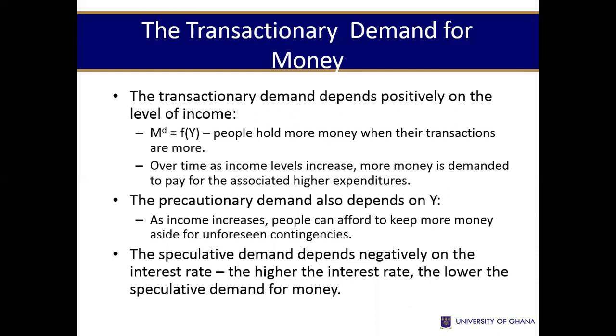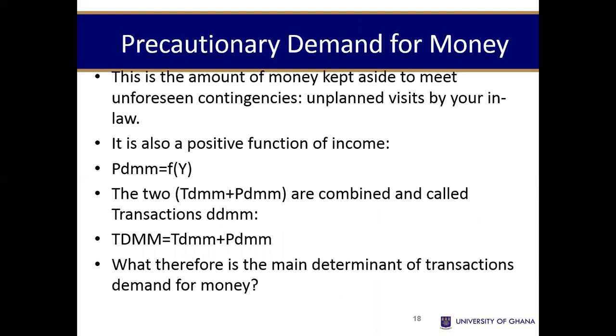Now we can also say that money demand depends on interest rate. For the first two, we said that the money demand depended on income. But when we add the speculative motive, we can see that it is also depending on the level of interest rate.